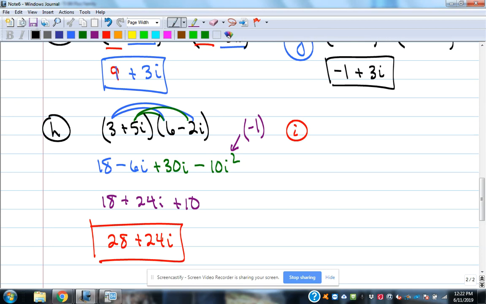Let's do a division problem with these. Okay, division problem. Let's just take that same complex number, 3 plus 5i divided by 6 minus 2i.